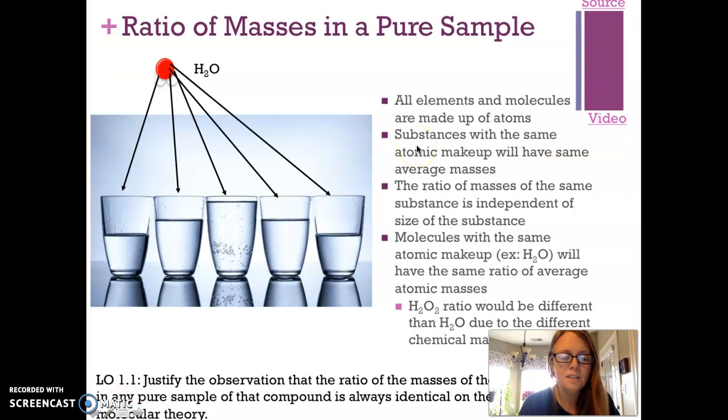All right, the very first learning objective is about the ratio of masses in a sample, right? The foundation of chemistry, the idea that everything is made up of atoms. Compounds always have the same ratio of elements in them. And so what does that look like as a question on the test?